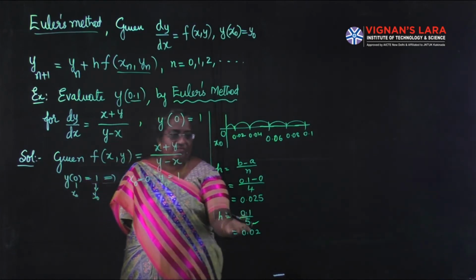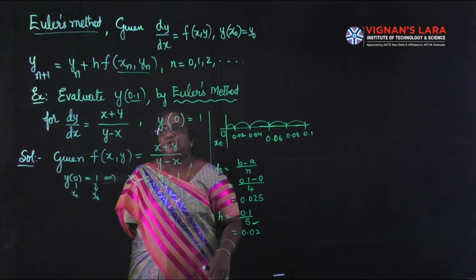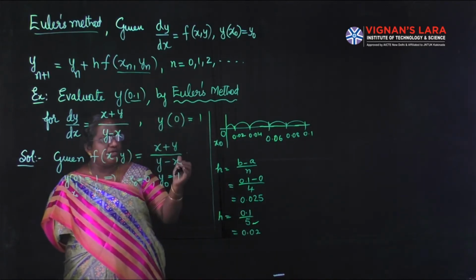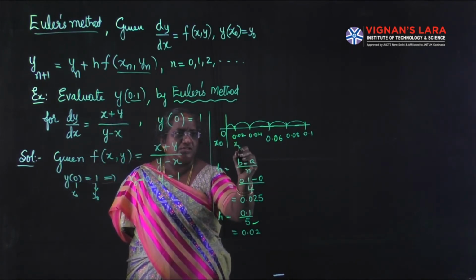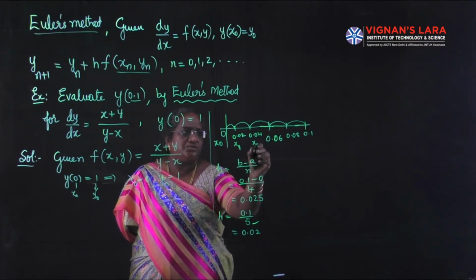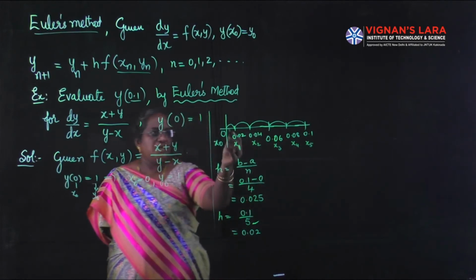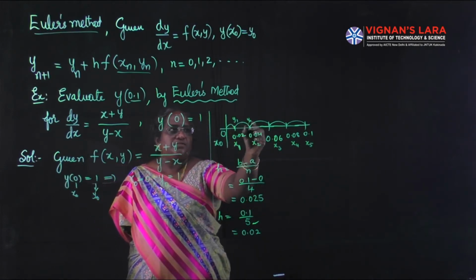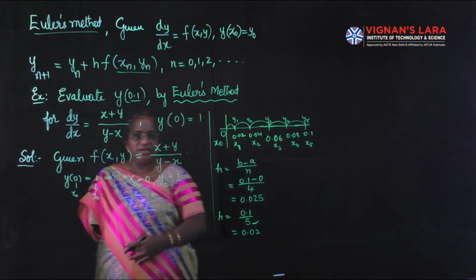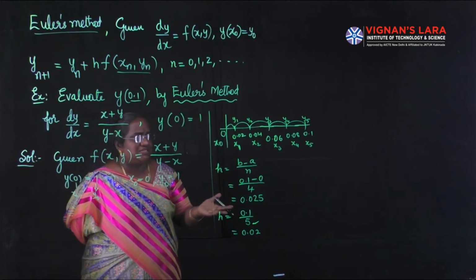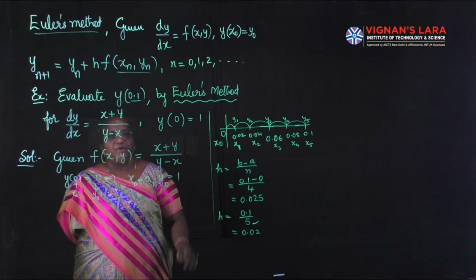So now I have fixed h as 0.02. I have taken n as 5, so no need of n here. Now once you have fixed h, write this is x0, this is x1, this is x2, x3, x4, x5. So correspondingly I have to find y1, y2, y3, y4, y5. Only up to y5 you have to calculate. Many students calculate y6. Why? I will tell you while performing the calculations. You have to do only up to y5.